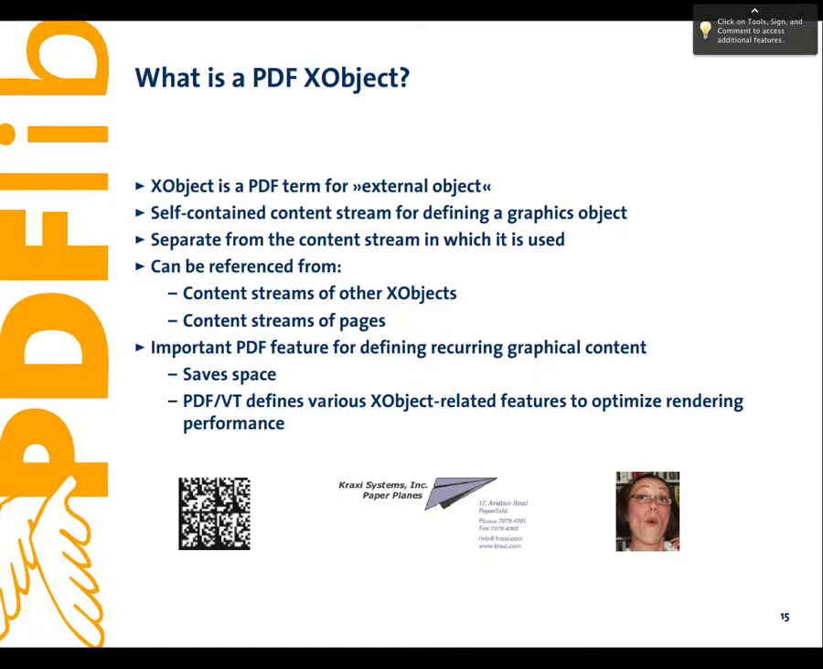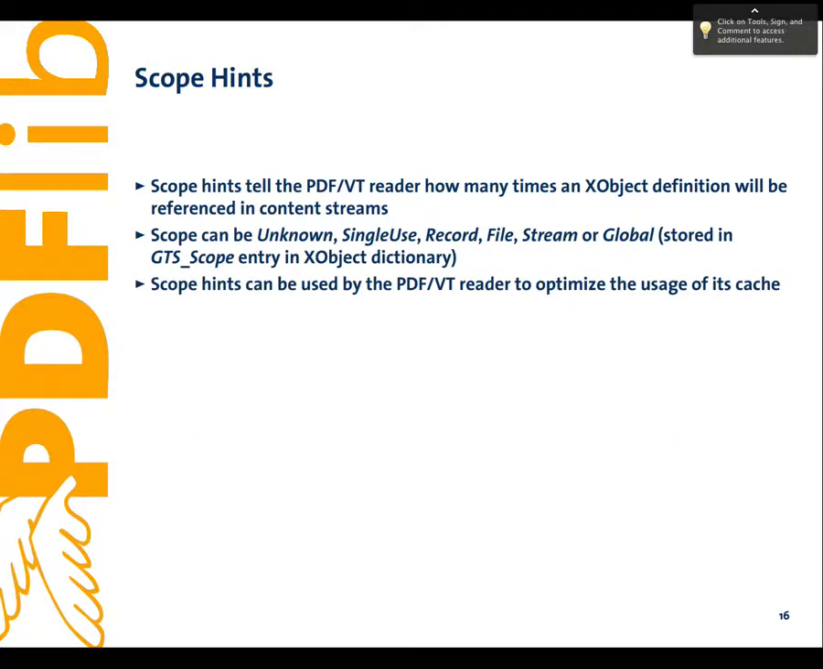This saves space in the file, and PDF/VT defines several features on top of XObjects that allow optimized rendering of these XObjects. So the first feature I want to present to you are the so-called scope hints. A scope hint can be attached to an XObject, and it will tell the PDF/VT reader how many times the XObject will be referenced in content streams. So there are several possible values for the scope hint: unknown, single use, scope in file, stream, or global.